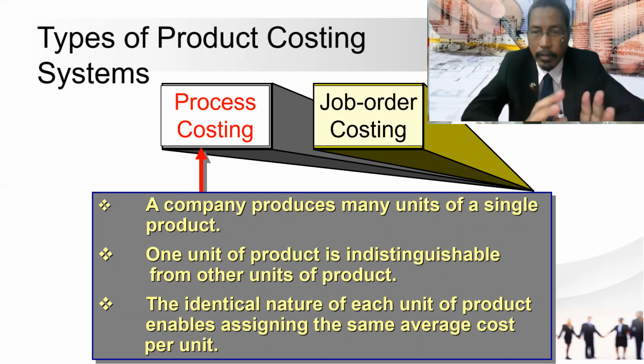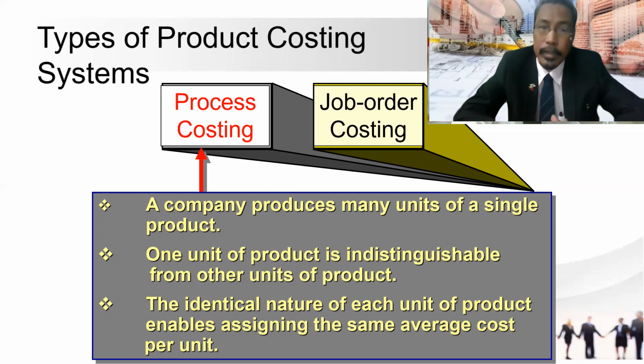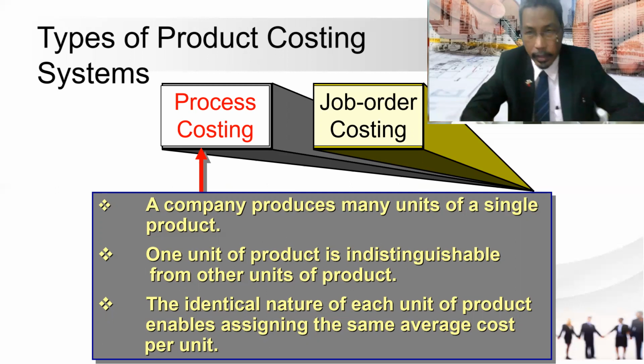Same, single product. The identical nature of each unit of product enables assigning the same average cost per unit. So, because they are identical, they are the same product, we will utilize the same average cost per unit. And that is only logical.